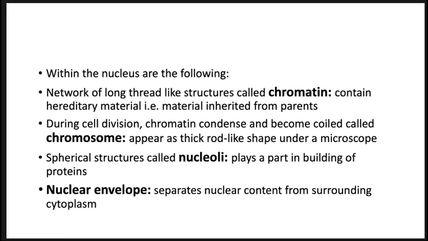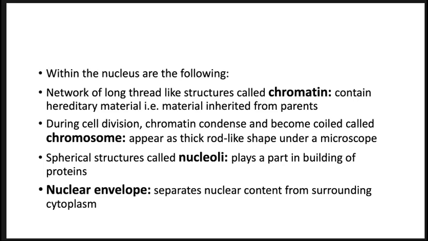However, within the nucleus, we have the following structures. That is a network of long thread-like structures called chromatin, which contains hereditary material, that is material inherited from parents. So the thread-like structure, chromatin, is present within the nucleus and contains important information which is passed on from your parents to you. During cell division, the chromatin condenses and becomes coiled, and we say it has become a chromosome. These chromosomes appear as thick rod-like shapes under a microscope. So during cell division, the chromatin becomes condensed and coiled to form chromosomes.